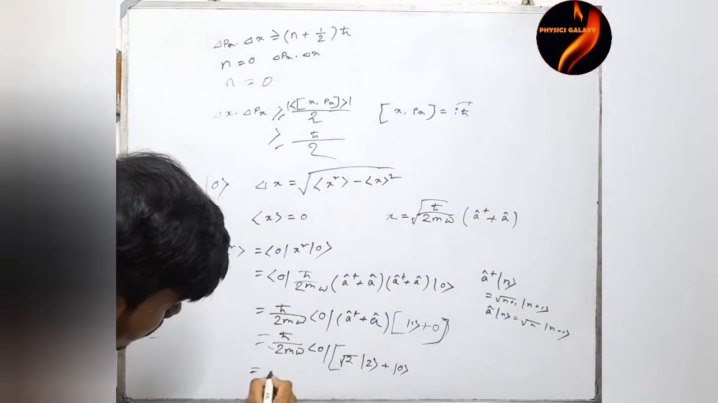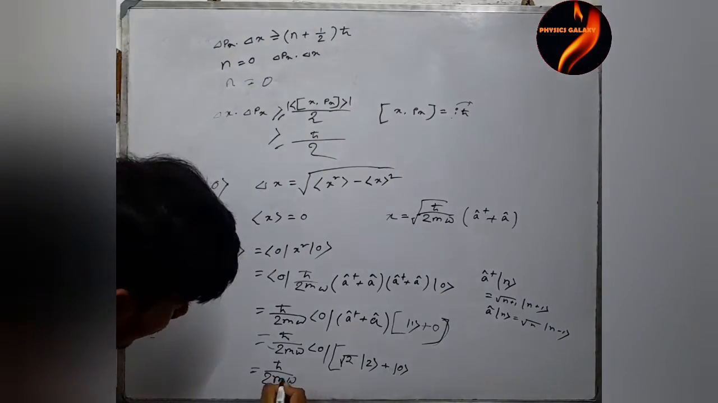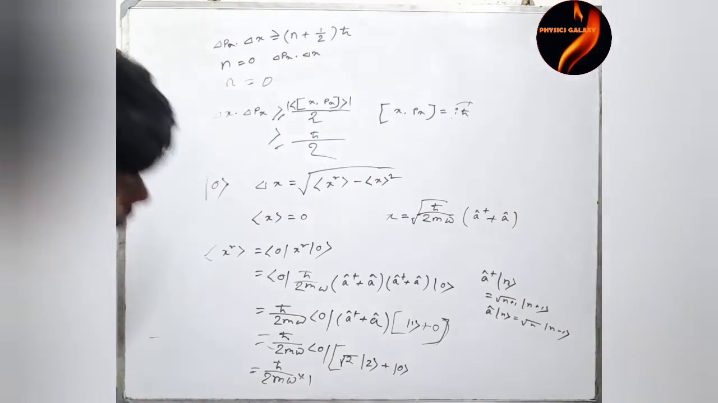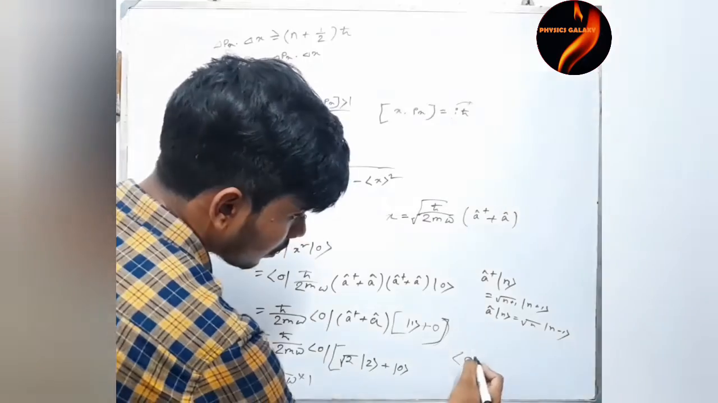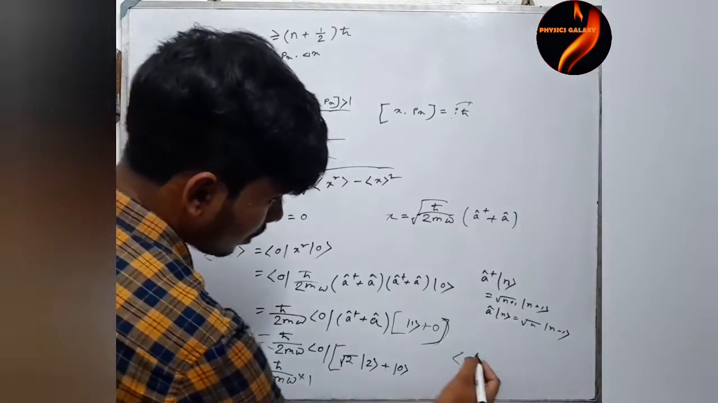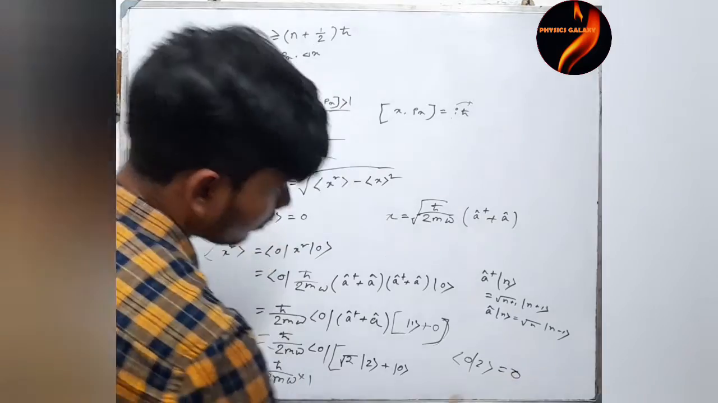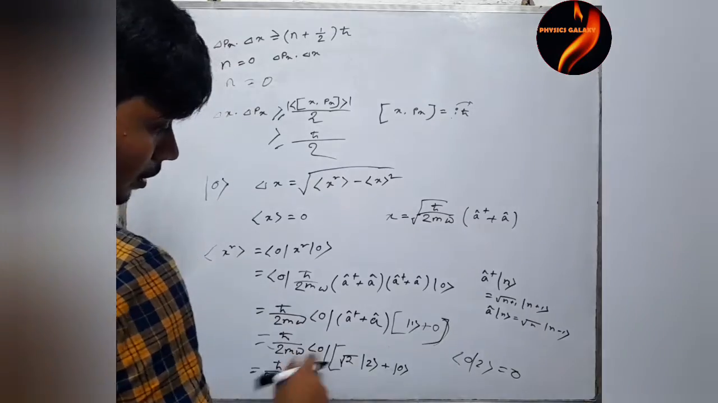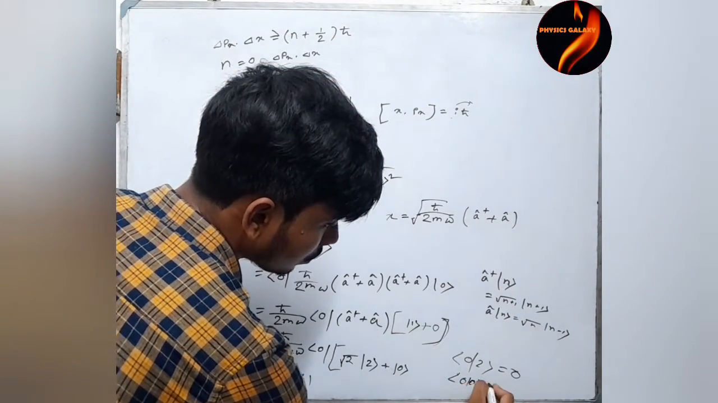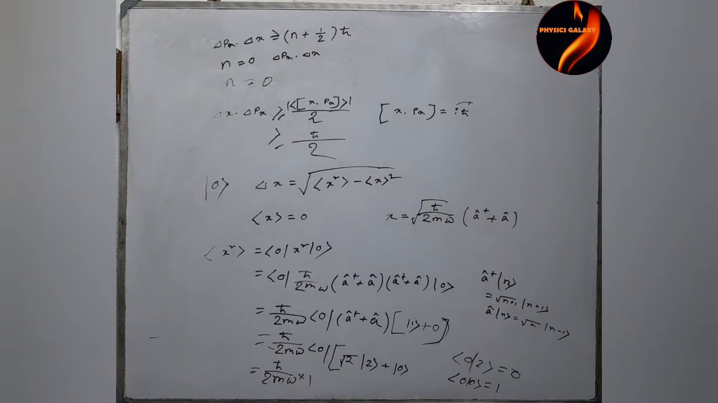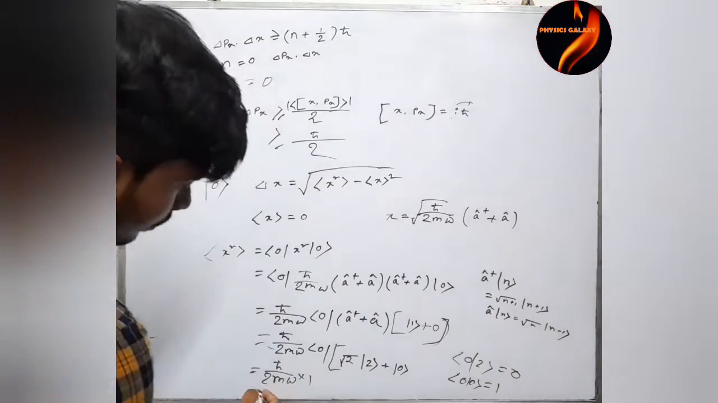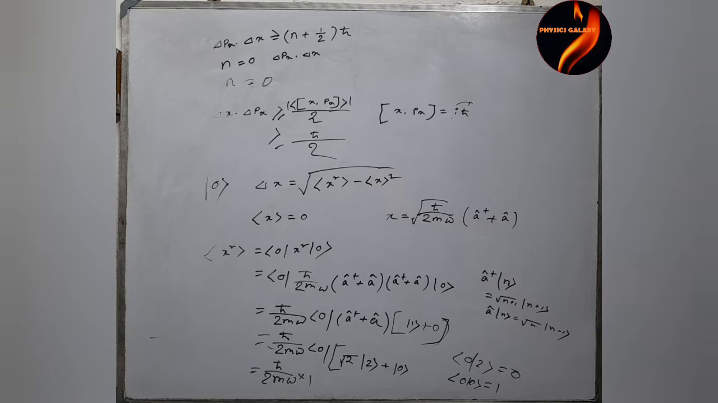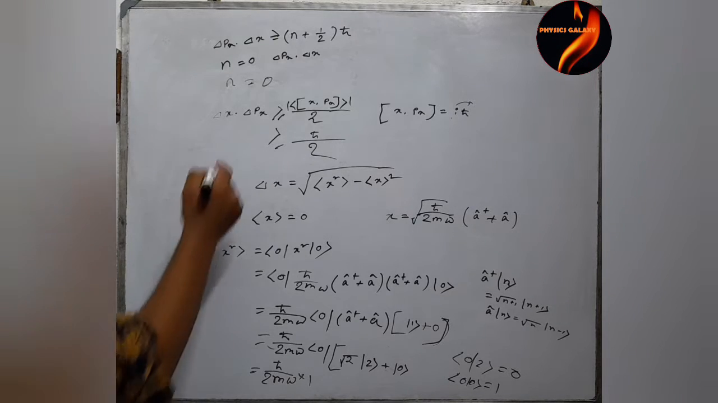So it is basically ħ by 2mω into 1, because we know that the bracket notation of 0 and 2 should be 0, because they are different states, meaning they are orthonormal to each other, and for the same state it should be 1. And we know that the expectation value of Δx² has the value ħ by 2mω. Now I have to find out the Δpx.